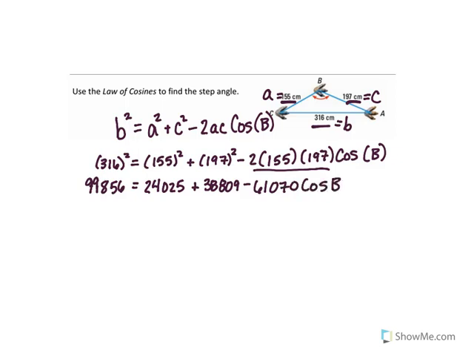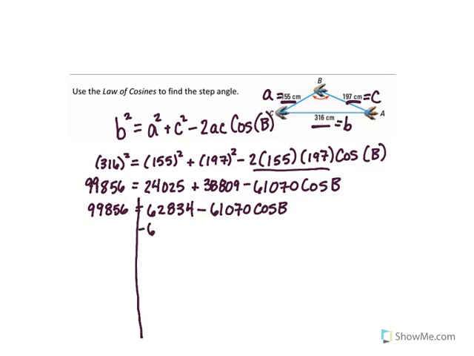Now, I'm going to simplify this a little further and add those 2 numbers at the front. We get 62,834, and then we still have minus 61,070 times the cosine of B. And we're really trying to solve for B here. So we're going to solve this just like an equation. Like I always tell algebra kids, draw your balance line.